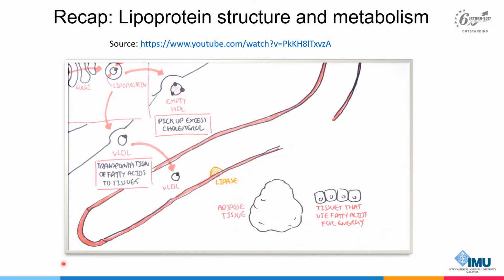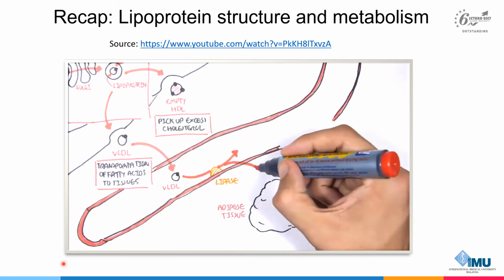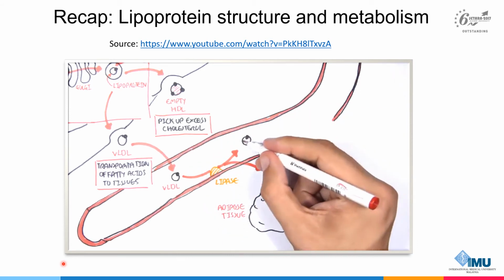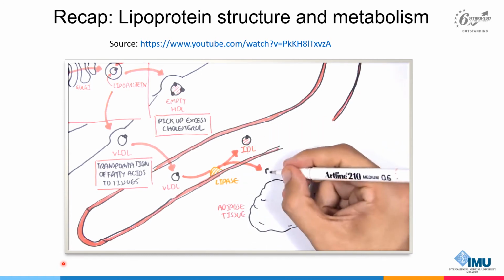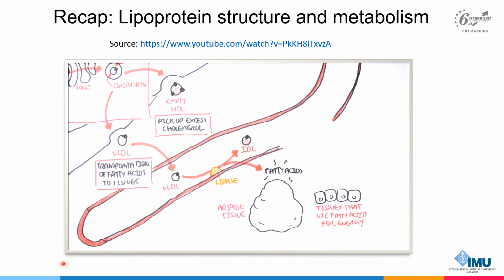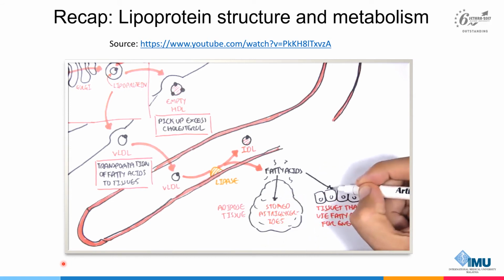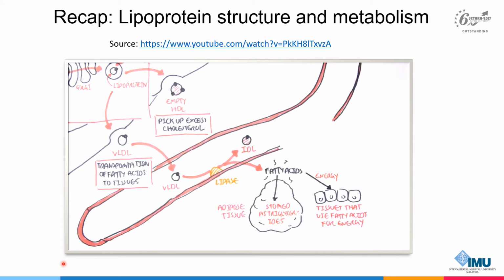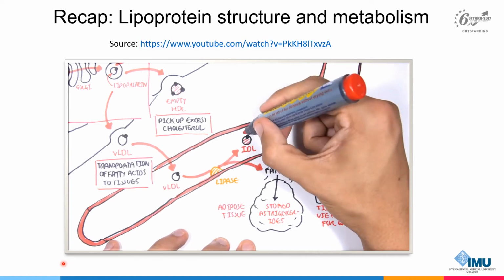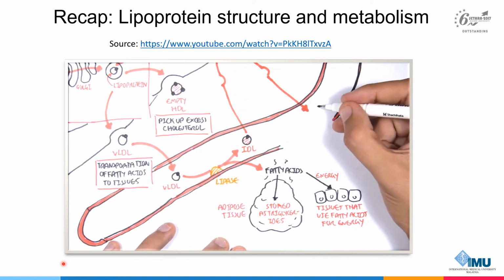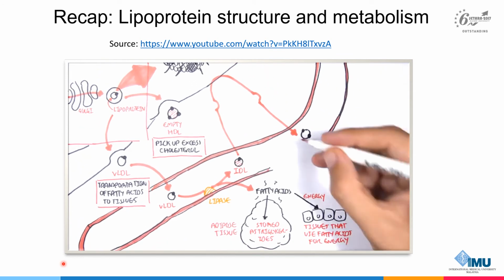VLDL comes across lipases, which will liberate the fatty acids, and this will basically change the VLDL to become IDL, also known as intermediate density lipoprotein. The fatty acids that are liberated can either be stored as triglycerides in adipose tissue or used as energy by some tissues, including the heart muscle cells. The intermediate density lipoprotein, the IDL, can be converted through circulation to become LDL.